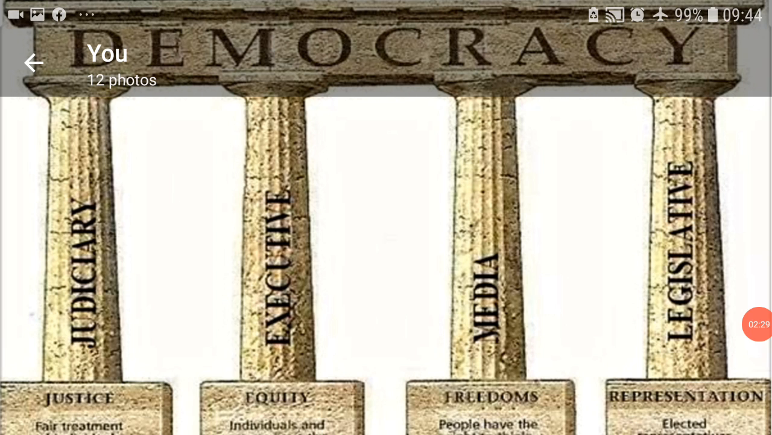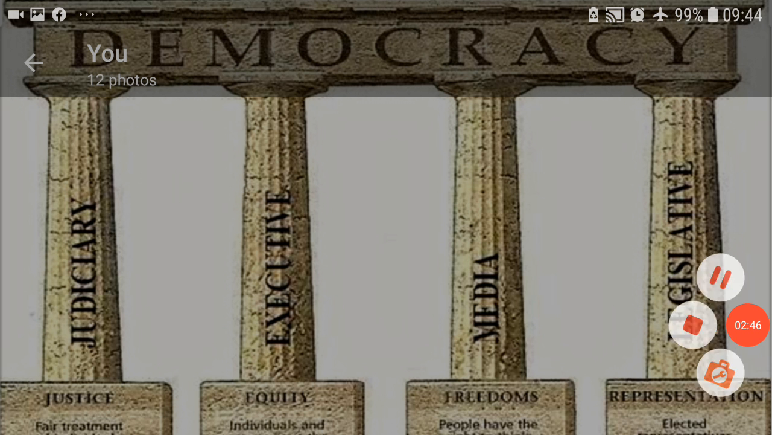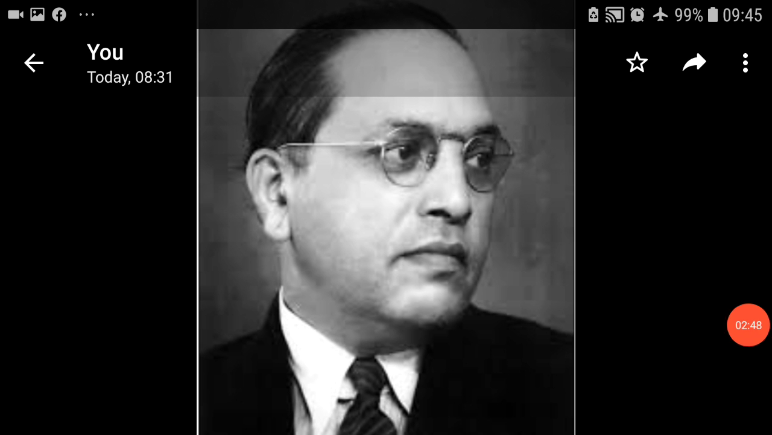Dear students, our democracy rests upon four concrete pillars. The first one is legislative, the second executive, the third judiciary, and the last but not the least is the media of our nation. Nation is an organic concept. Until we understand what exactly nation means and the difference between state and nation, we really cannot understand the spirit behind every action that we perform as a citizen of this nation.